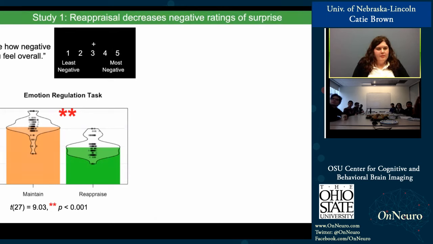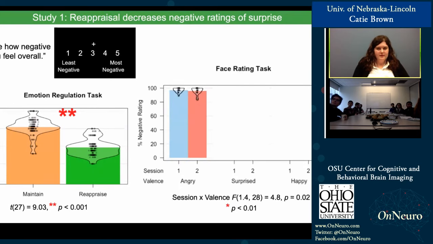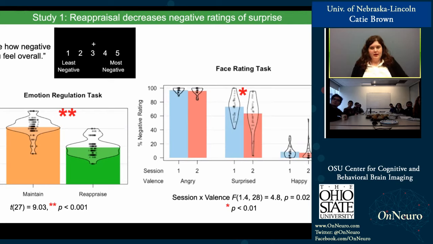When we compare ratings of faces across session, we don't really expect the ratings of clearly valenced faces to change. So ratings of angry faces remained clearly negative. Ratings of happy faces remained clearly positive. However, ratings of surprise did become less negative following the reappraisal training. So this suggests that cognitive reappraisal does give participants the mental tools they need to arrive at more positive interpretations of ambiguity.